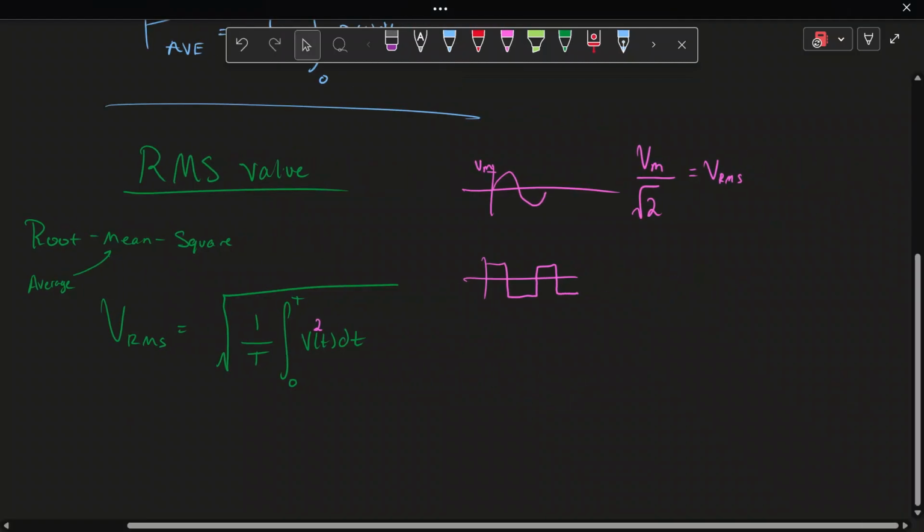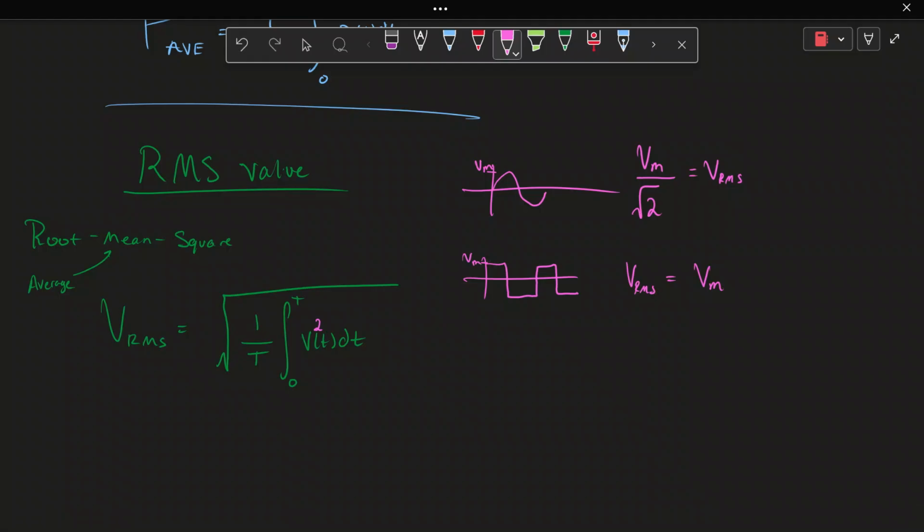And so for a square wave, the RMS voltage is equal to the amplitude, Vm, times the square root of the duty cycle. And the duty cycle is the amount of time it's up, divided by the total period. And now, finally, we have this sort of square wave.